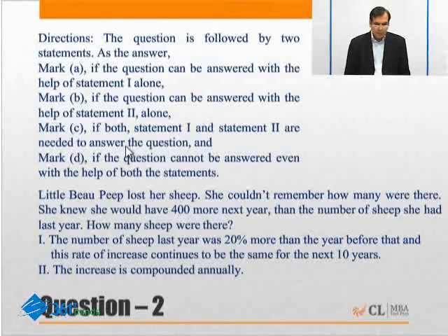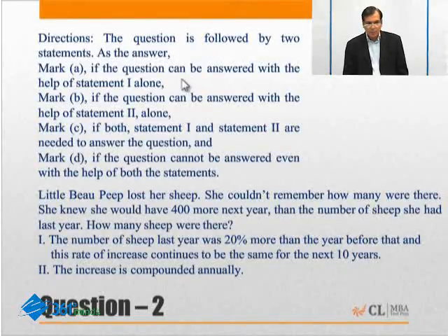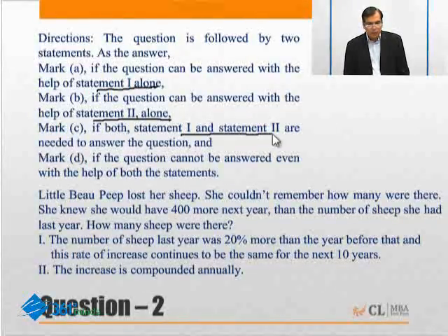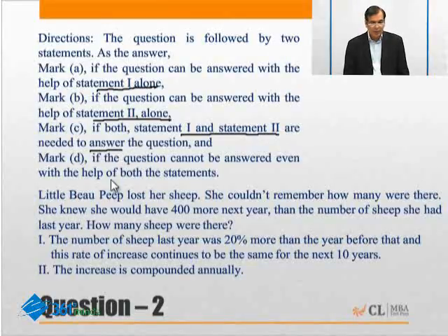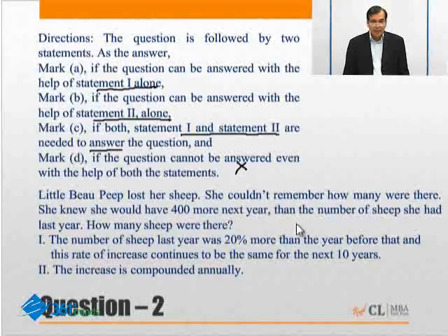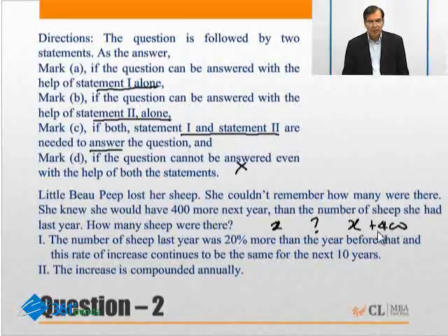There is a data interpretation, data sufficiency question. Mark A if the question can be answered by statement 1 alone. Statement 2 alone is B. Both 1 and 2 together are needed to answer the question, that is C, and cannot be answered is D. So, she lost her sheep, she couldn't remember how many were there. She knew she would have had 400 more next year than the number of sheep she had last year. So if last year she had X, this year whatever it is, next year it will be X plus 400. This is what the data tells us.